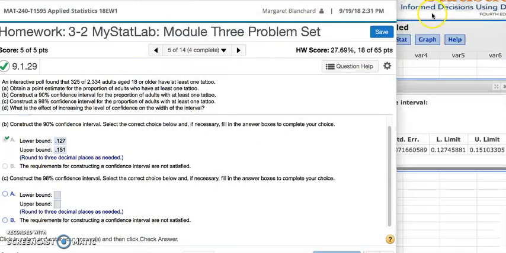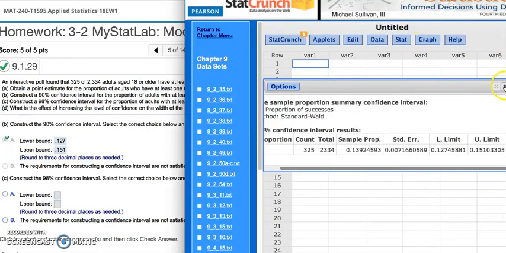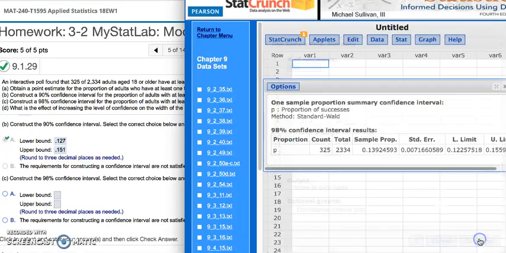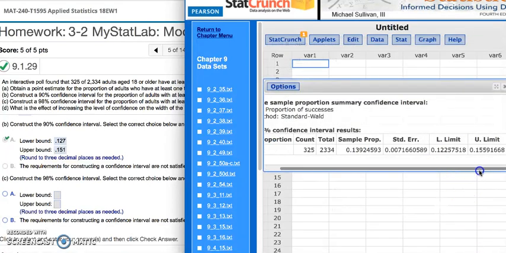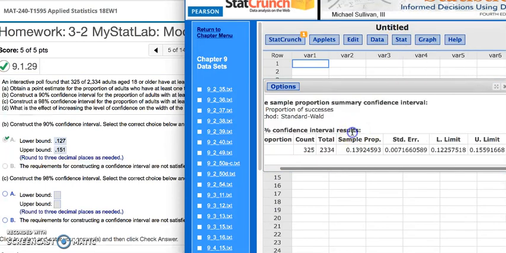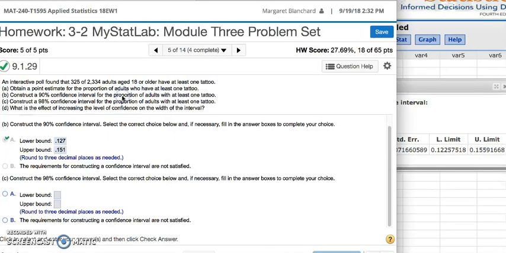Otherwise, I'm going to go do it in StatCrunch just to show you guys again the process of doing it in StatCrunch. There's two things you could do here. You could just click on options and click edit and edit this to say 98% and compute again, and it will recompute based on that 98%. You could also go back here to Stat, Proportion Stats, One Sample, With Summary and type it all back in. This is an easier way just to get that 98%. So let's go ahead and put that in.